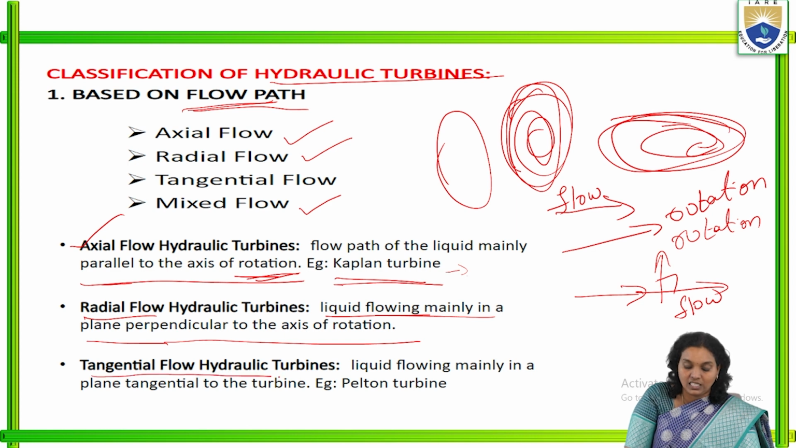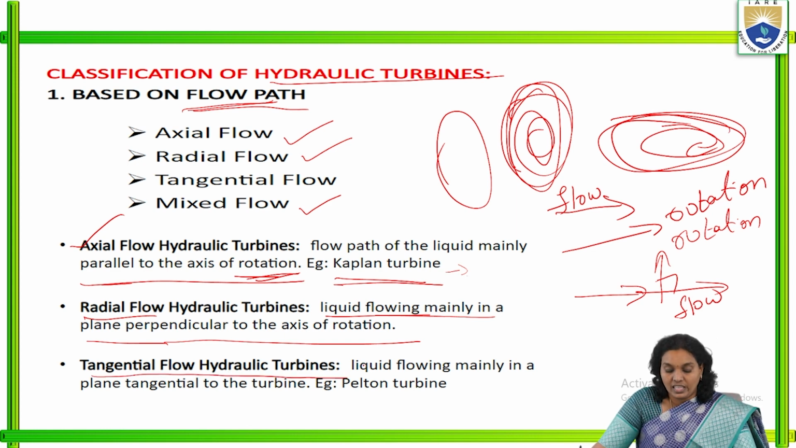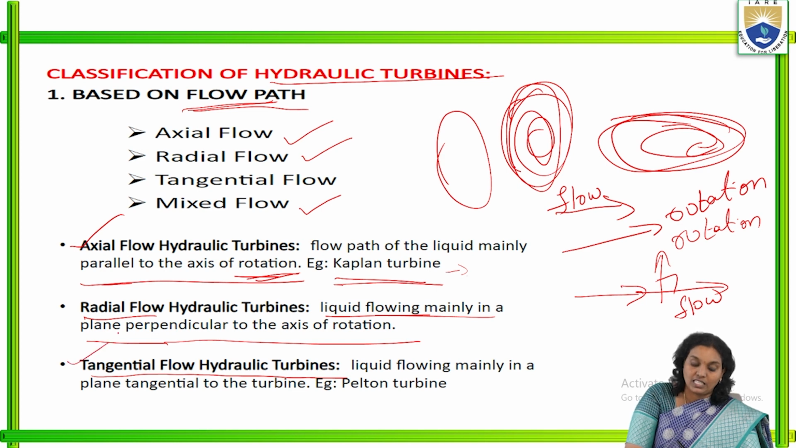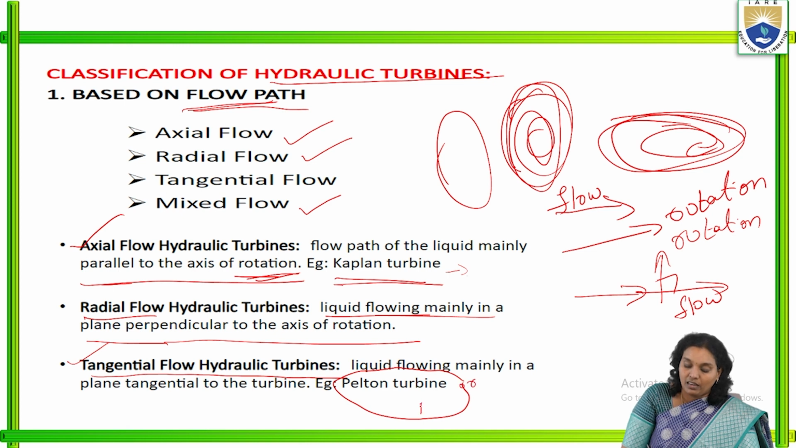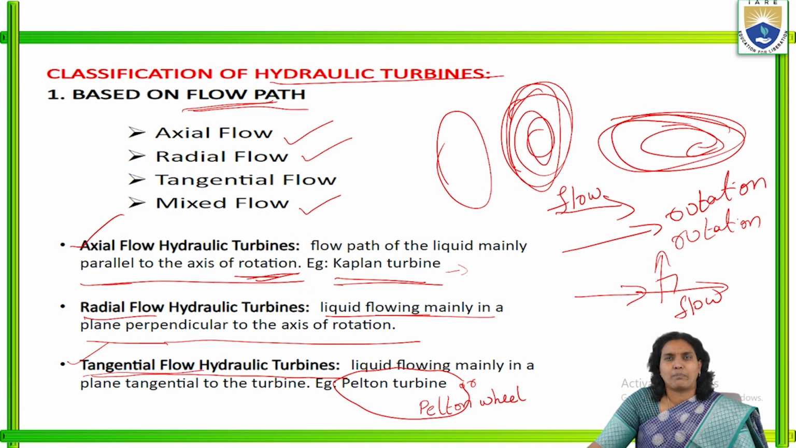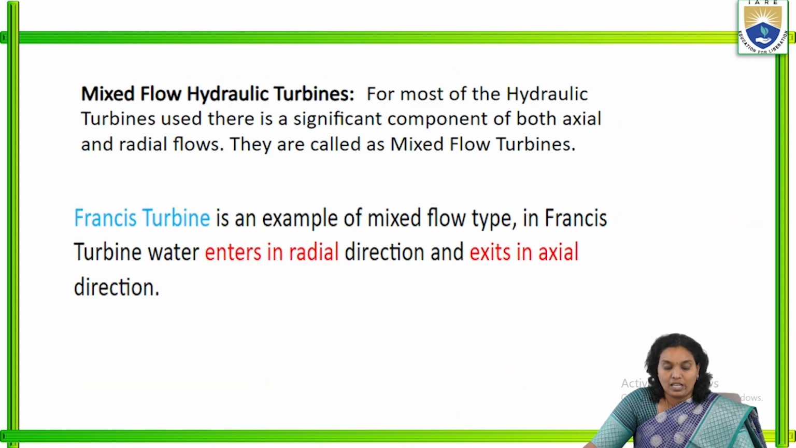The next one is the tangential flow hydraulic turbine. In this, the liquid flows mainly in a plane tangential to the turbine. Such type of flow is known as a tangential flow turbine. One of the best examples for tangential flow is the Pelton wheel or Pelton turbine. Similarly, mixed flow turbines.